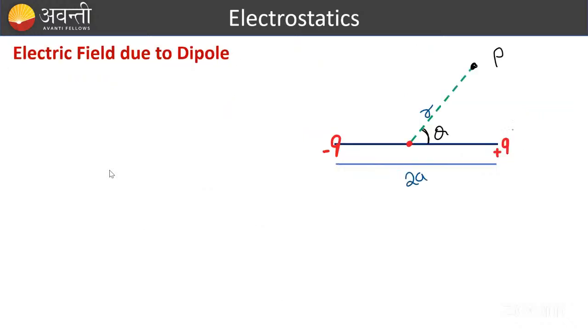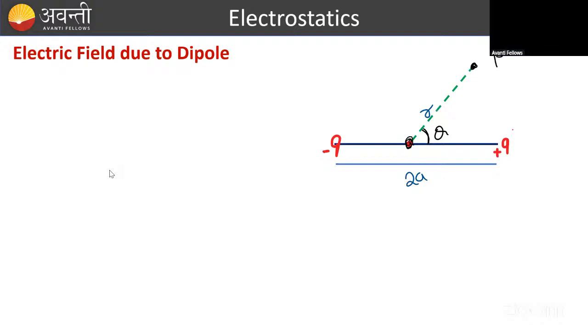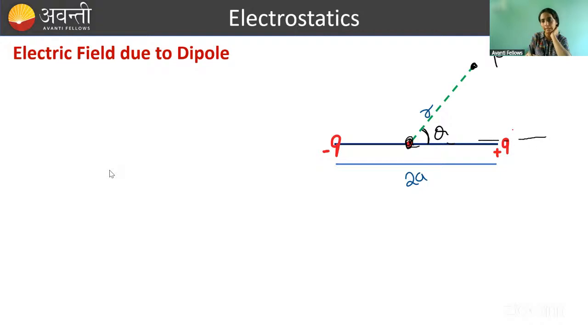Chalo. Now electric field due to dipole we have calculated at 2 points. One is axial, ठीक है? If you look at this point, what were these points? This point was your axial point. And what is this point? This is an equatorial point. ठीक है? चलो. So इन दोनों पॉइंट्स पे तो हमने इलेक्ट्रिक फील्ड निकाल लिया.